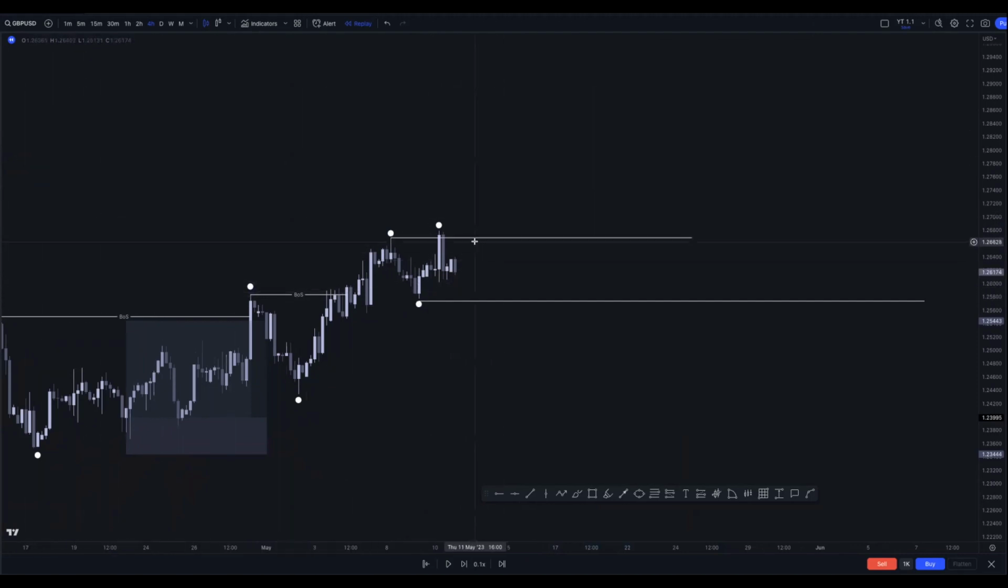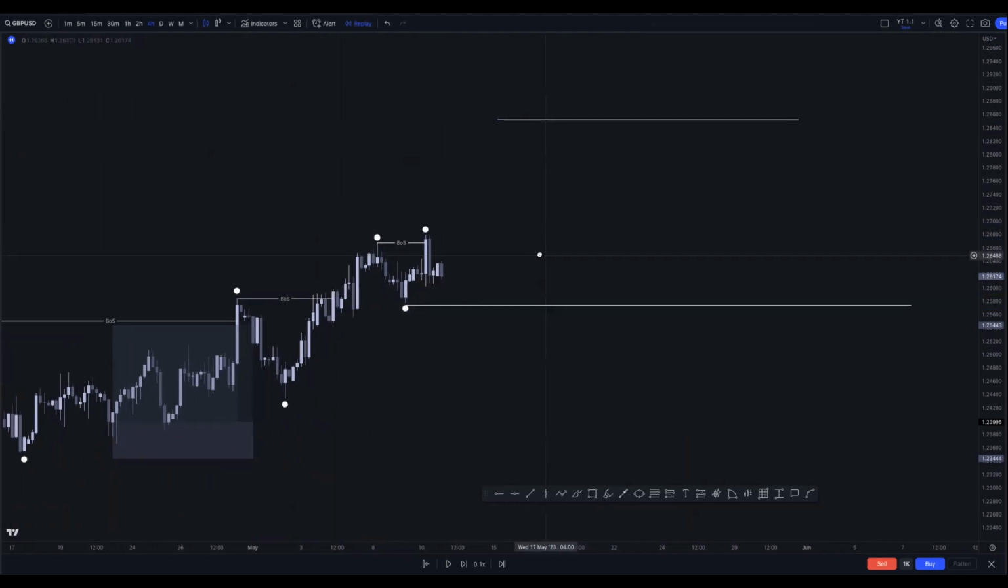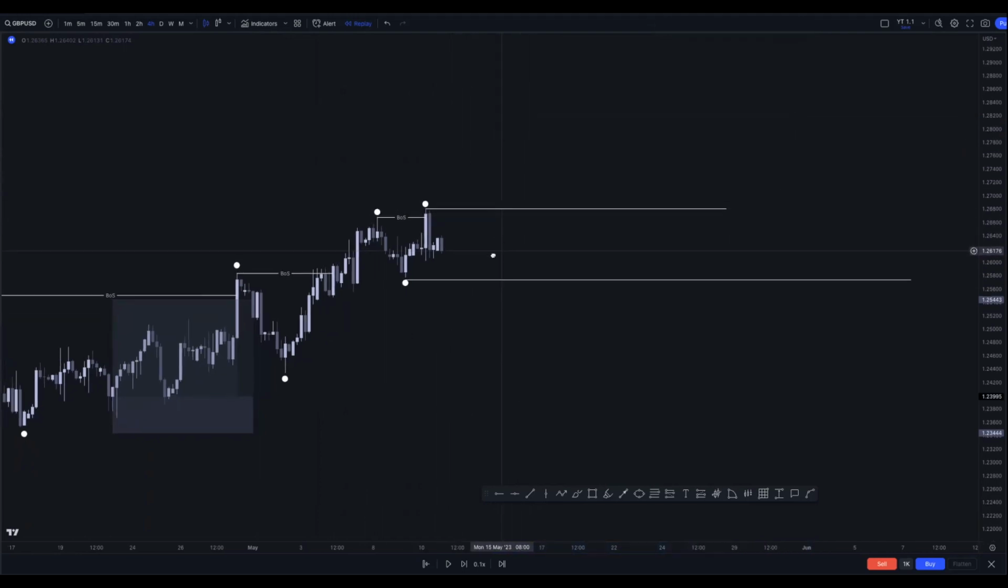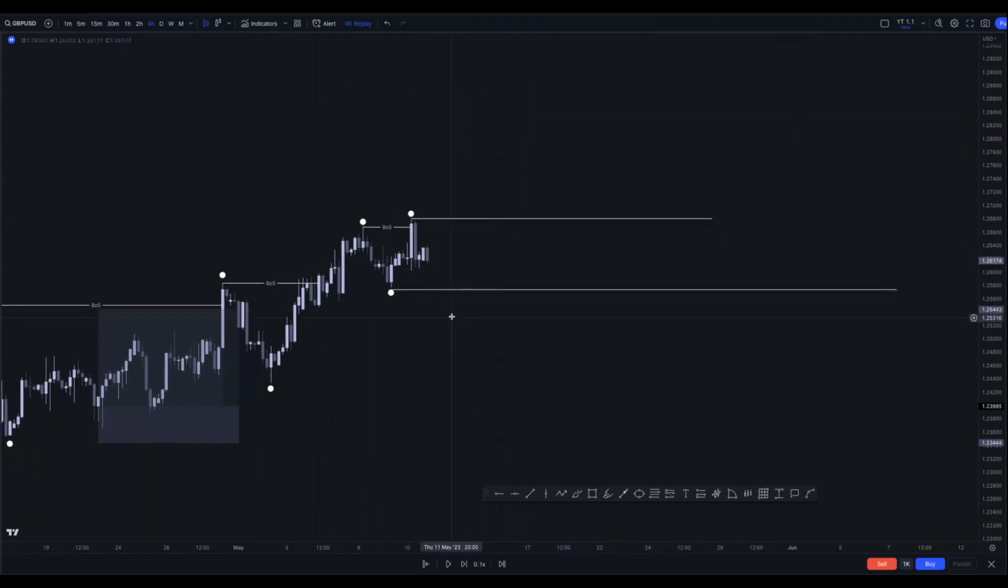Let's change this, right? So now this is our range that we're playing in. If price closes below this, then we know that we have a possible trend change and we're entering a bearish market. If it closes above this, then we know that we have a bullish market at play.